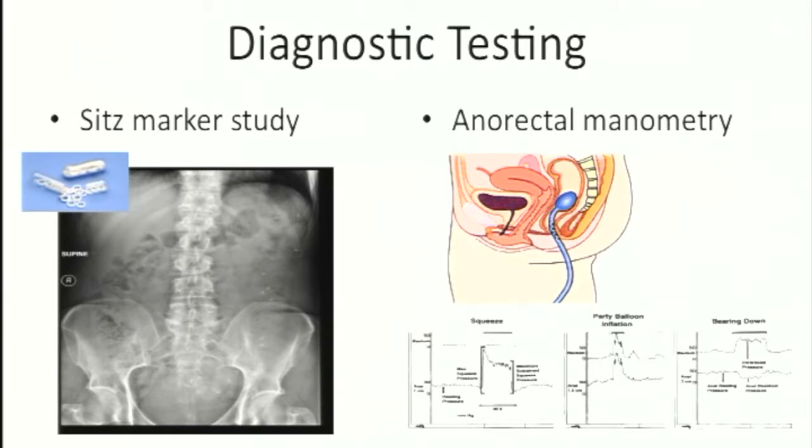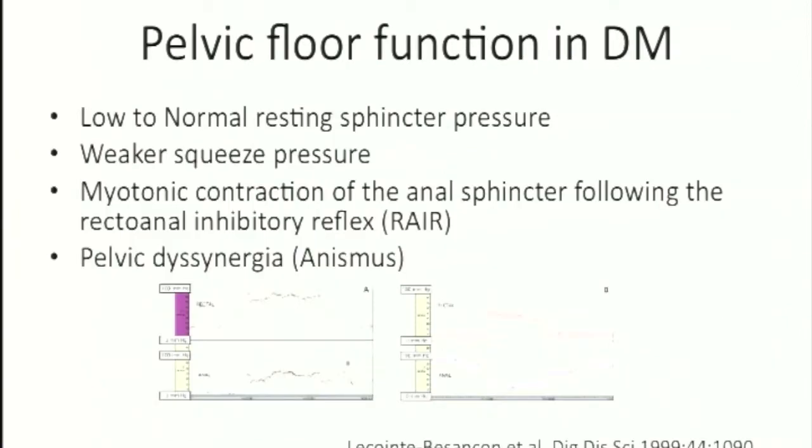Studies of anorectal manometry have been done in patients with DM and have found several things. The resting pressure is low to normal in individuals with DM, and the low pressure increases one's risk of fecal incontinence. The weaker squeeze pressure, again, increases the risk of incontinence. When we blow up the balloon in the rectum, there's actually a reflex that allows the sphincter to relax. And in the DM population, you get an increased contraction first, and then the relaxation.